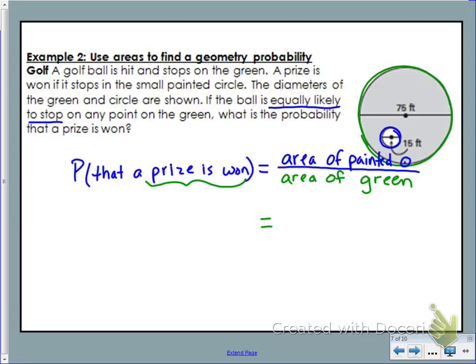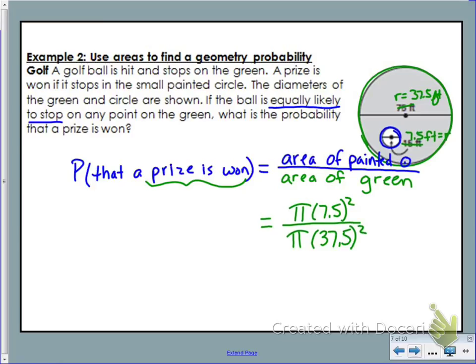So in this case, we're given the diameters, and we need to find the radius. So in this case, since the diameter is 15 feet, I'm just going to cross that out and say the radius would be 7.5 feet. Likewise, 75 feet is really just a radius of 37.5 feet for the larger green. So the area of the painted would be pi times 7.5 squared divided by the area of the green, which would be pi times 37.5 squared.